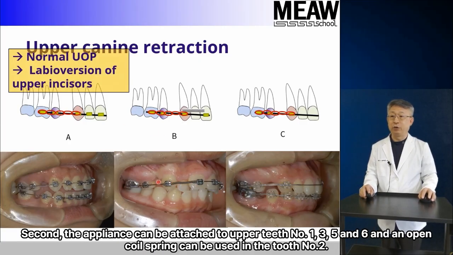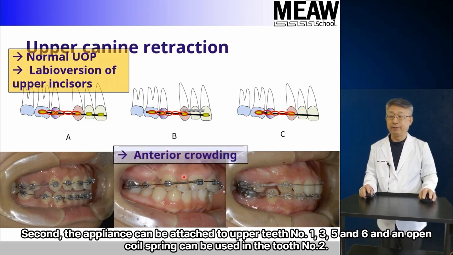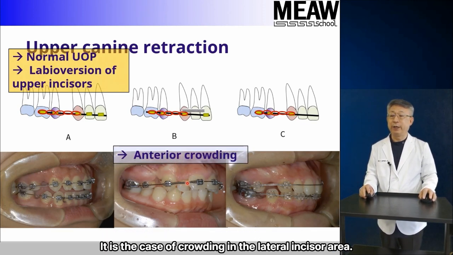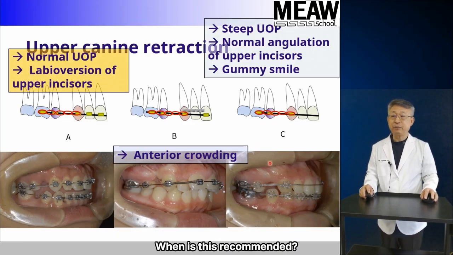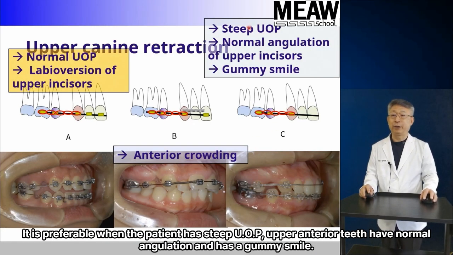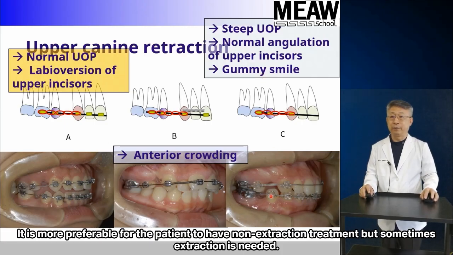Second, the appliance can be attached to upper teeth number 1, 3, 5, and 6, and an open coil spring can be used in the tooth number 2. It is the case of crowding in the lateral incisor area. Third, the appliance can be attached to upper teeth number 3, 5, and 6, but not tooth number 1 and 2. When is this recommended? It is preferable when the patient has steep UOP, upper anterior teeth have normal angulation, and has a gummy smile. It is more preferable for the patient to have non-extraction treatment, but sometimes extraction is needed.